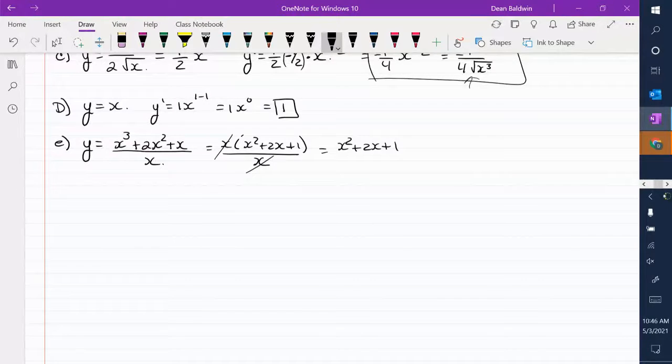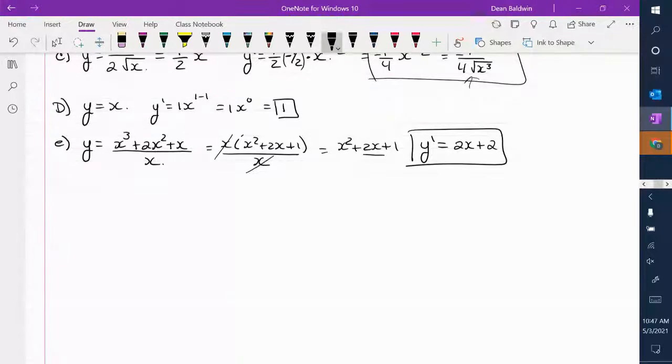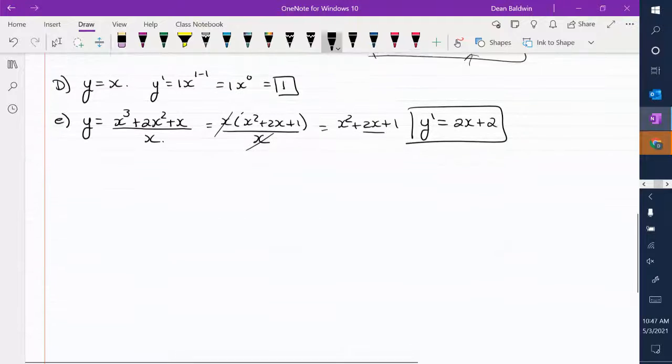Now, if you remember when we were doing limits, which a derivative is, right? So the limit rules apply. If you're adding or subtracting, you can do each limit separately. And now that means we can do each derivative separately. So what's the derivative of x squared? 2x. What's the derivative of 2x? 2. What's the derivative of 1? 0. So that's your derivative. Does that make sense? Just deal with each one separately when you're dividing.